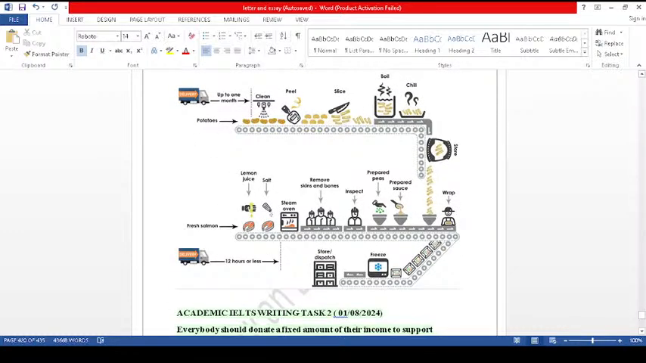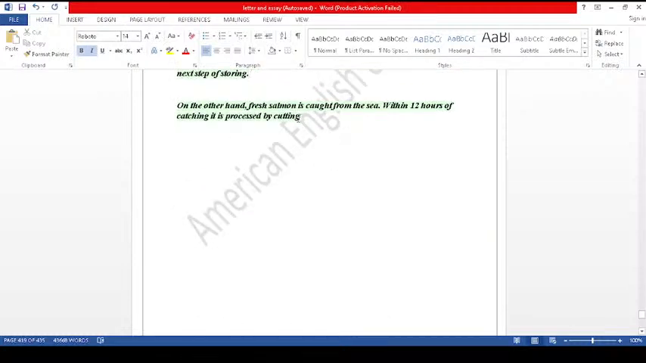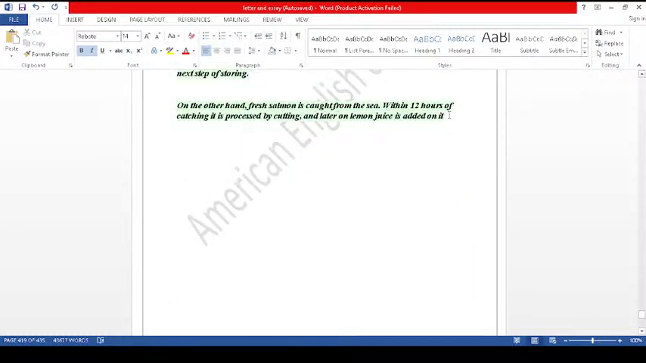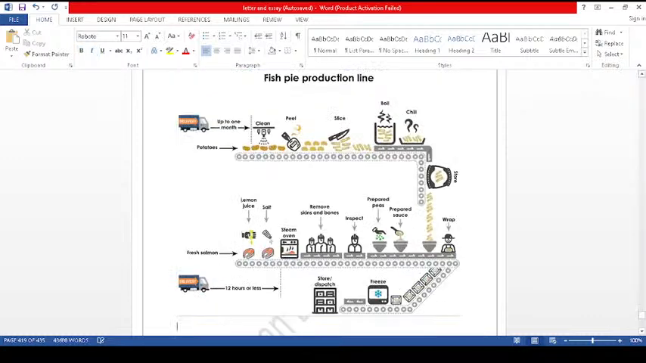Okay, so it is processed by cutting and later on lemon juice is added on it. Okay, you can simply say lemon juice is added on it and later on salt is sprinkled. You can use the word sprinkled for the salt. Later on salt is sprinkled to give it some taste.